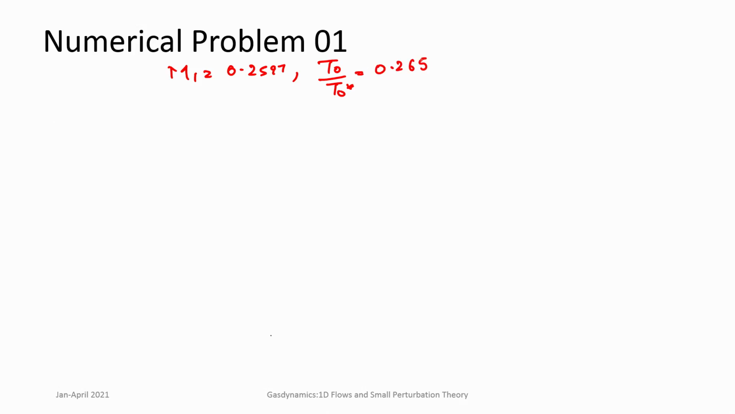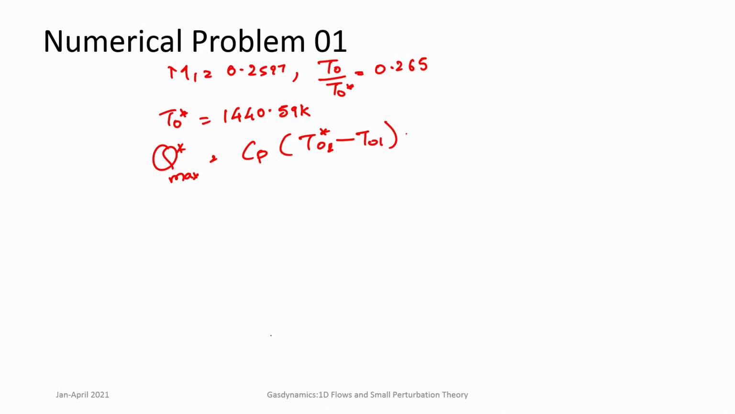And from this point we can calculate T0 star, because T0 is known. So, T0 star is 1440.59 Kelvin. Therefore, the maximum heat, Q star, is Cp times T0 star minus T01. Okay, so this is what it is, and you can substitute the values.